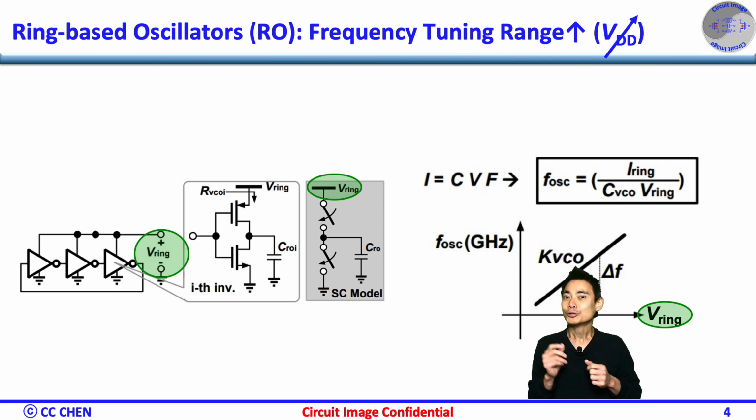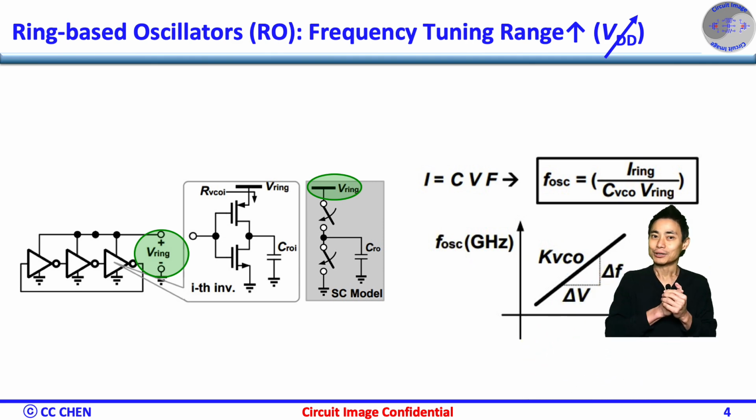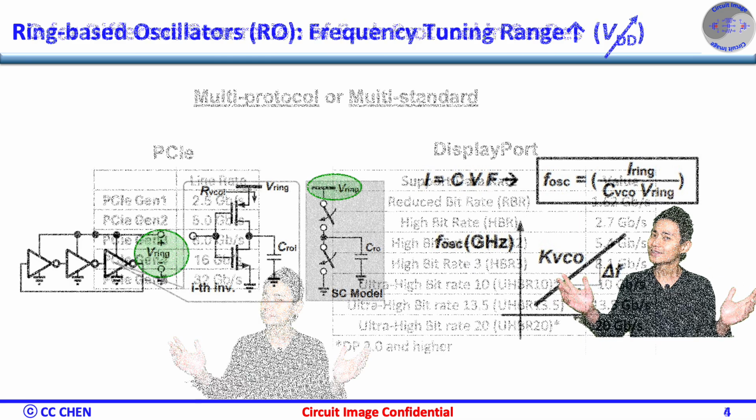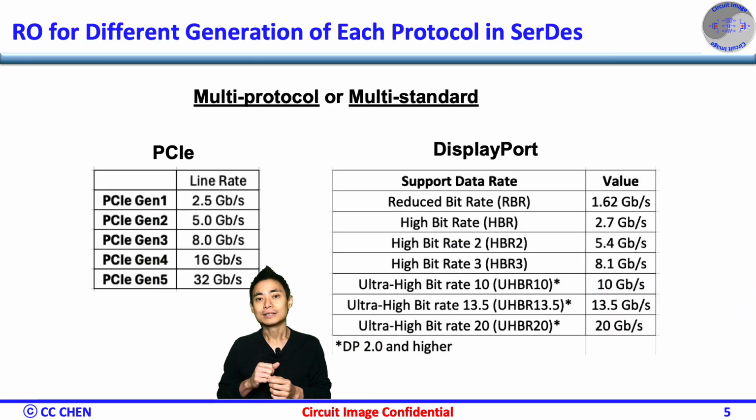At this moment, you should know what another advantage of the ring oscillator is. Right? Bingo! Frequency tuning range can be much wider through tuning the supply voltage of each ring stage. What's the good thing about the wide tuning range in a SerDes? Correct. In a SerDes, there are a few generations in each protocol, like the PCIe or DisplayPort covers a very wide range of the line data rate.